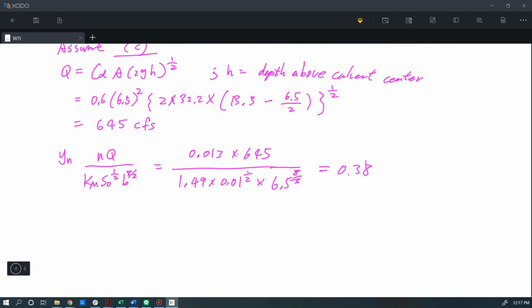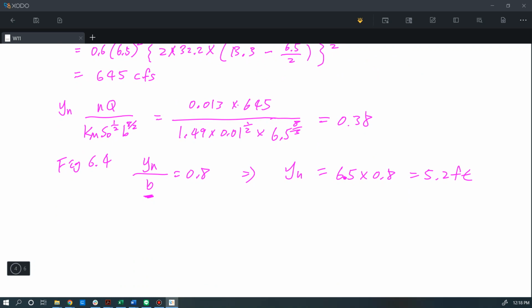And then you can use figure 6.4 as we did before to get this term. The normal depth over B is equal to 0.8, and then you can calculate the normal depth that is equal to 6.5, which is this B, times 0.8, equal to 5.2 feet.